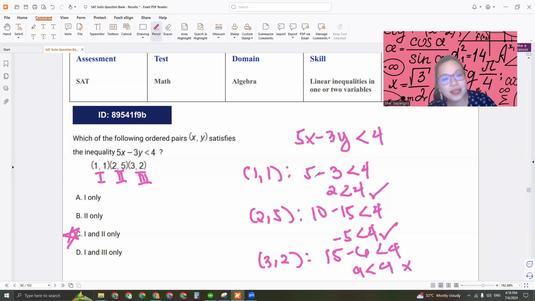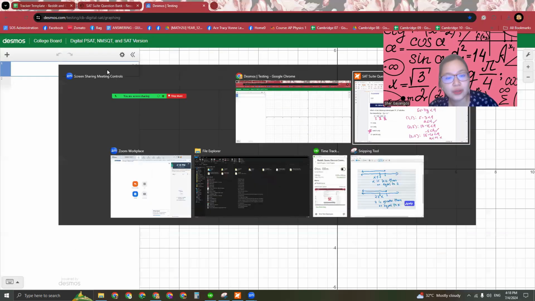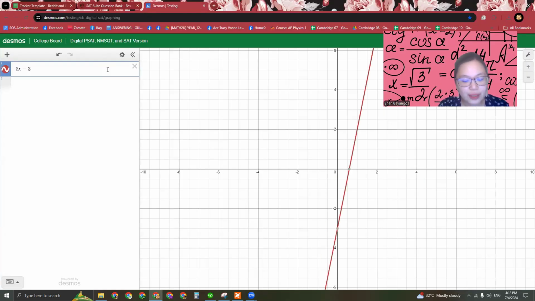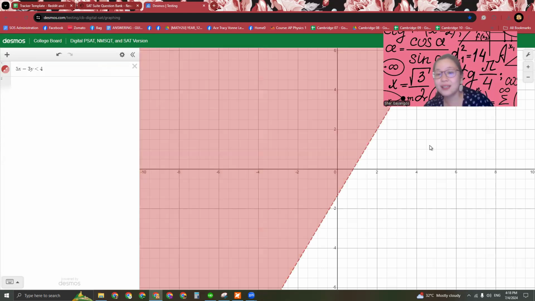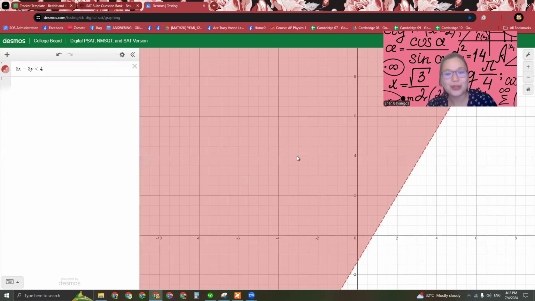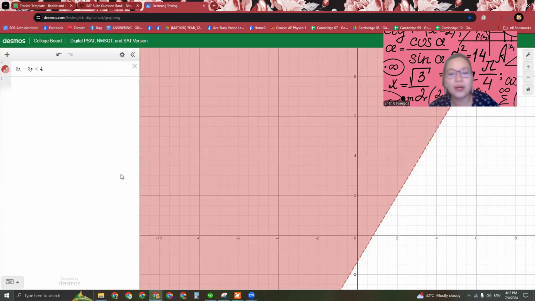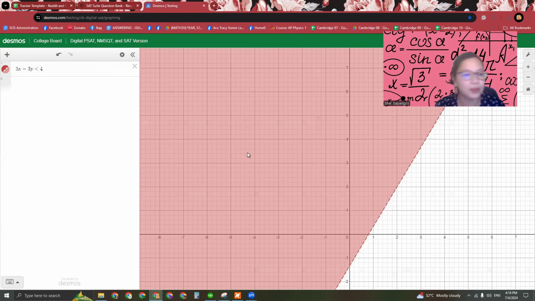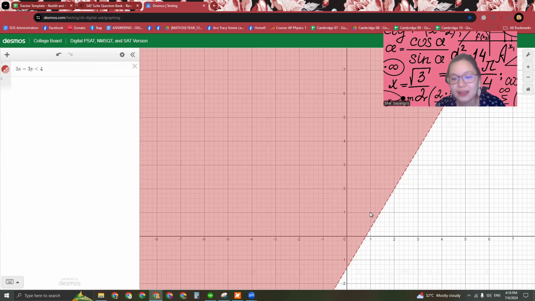Alright, and let's see how we can use Desmos to our benefit to solve this question quickly. So we have 5x minus 3y is less than 4. There we go, and it automatically graphs the inequality for you. So what do you do next? You take a look, for example, at 1, 1. 1, 1 is here. Since this is 2, we can zoom in to include 1. 1, 1 is still within the shaded region. Can you see that? Right?